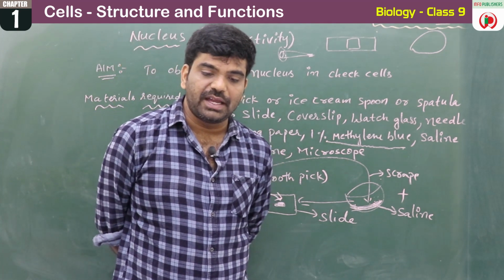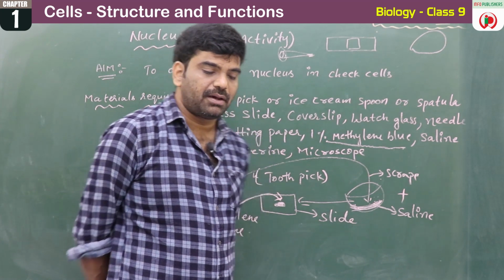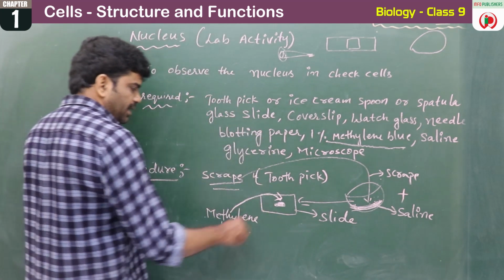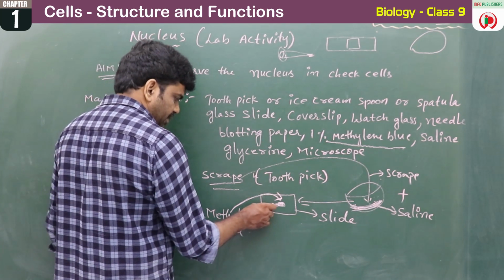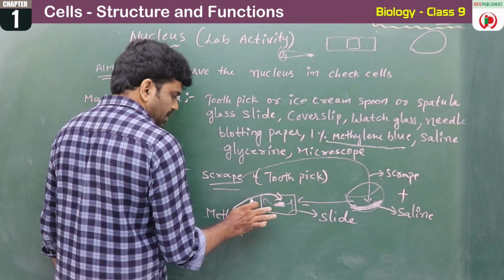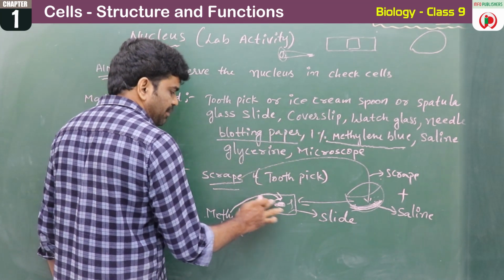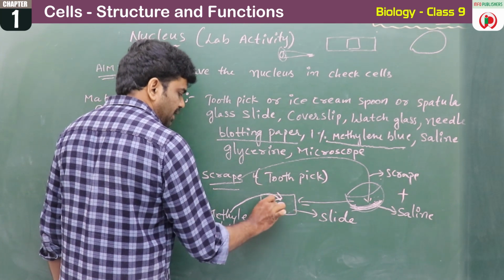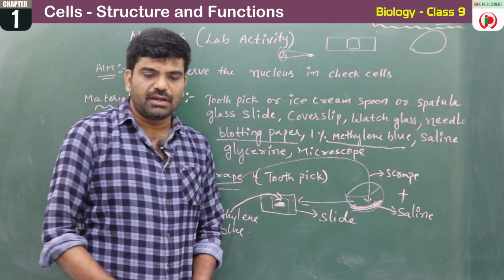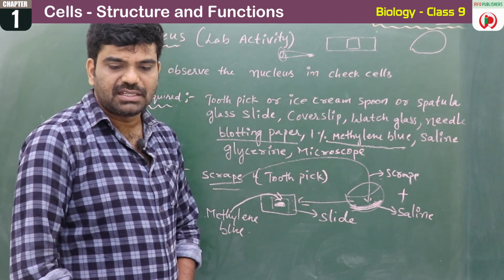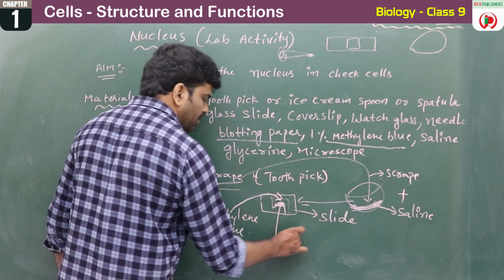Right. Wipe off the extra stain with a fine cloth or blotting paper. So when we are taking on the slide, what happens? So there may be a chance of spreading here. So with the help of this blotting paper or a cloth, you just wipe off. Okay, so that the material is at the center. And next one, put a drop of glycerin over it. Again you have to, what you have to do? Put a drop of glycerin.